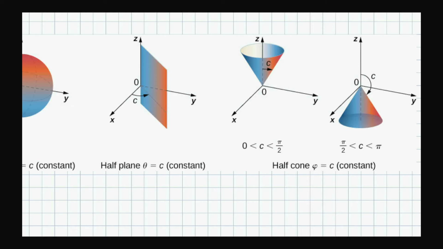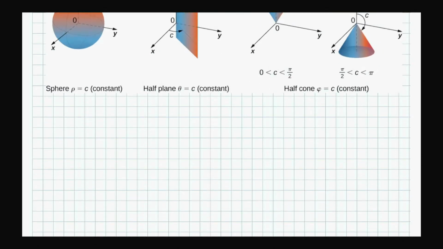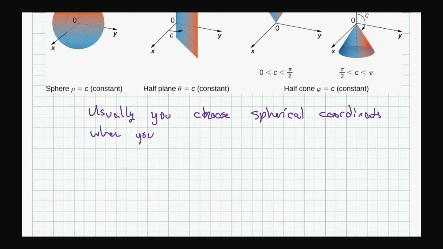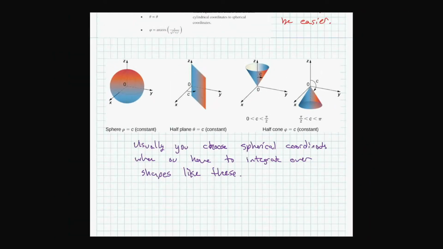The main thing to keep in mind here is that these are the shapes that are easy to make with spherical coordinates. And when you have these shapes, this is often why you will be choosing spherical coordinates. So usually you choose spherical coordinates when you have to integrate over shapes like these. Okay, so that's just a reminder of what spherical coordinates are.